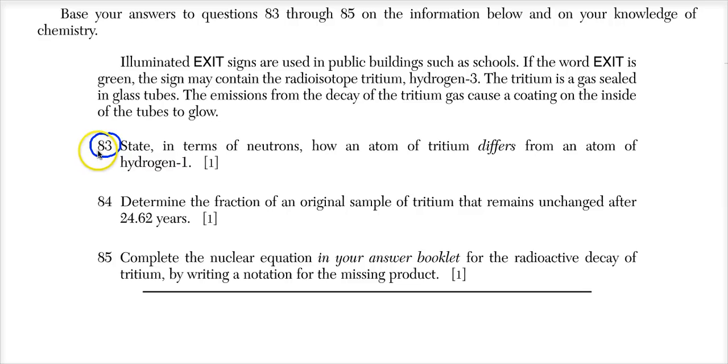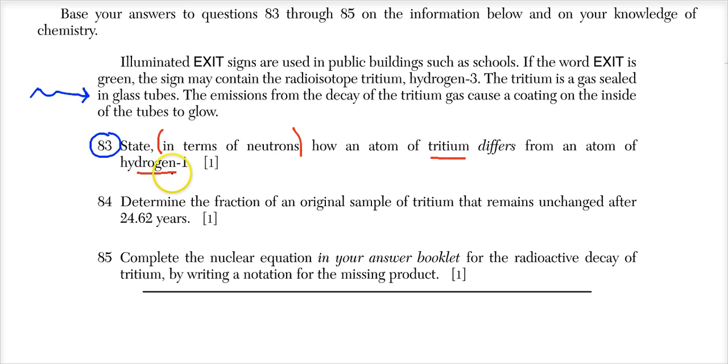Number 83. Okay, we've got a last blurb here. Let's go to the question. State in terms of neutrons. Very important that we answer exactly how they want us to. So state in terms of neutrons how an atom of tritium differs from an atom of hydrogen 1.